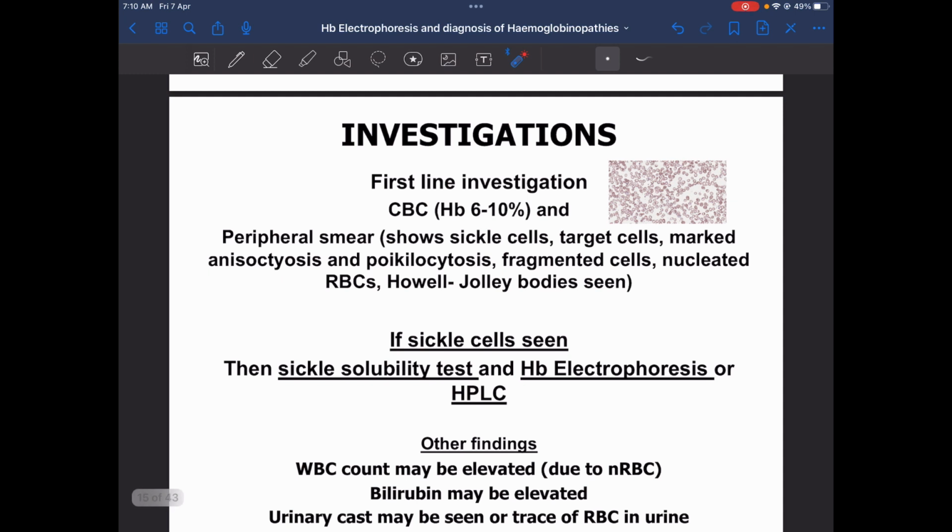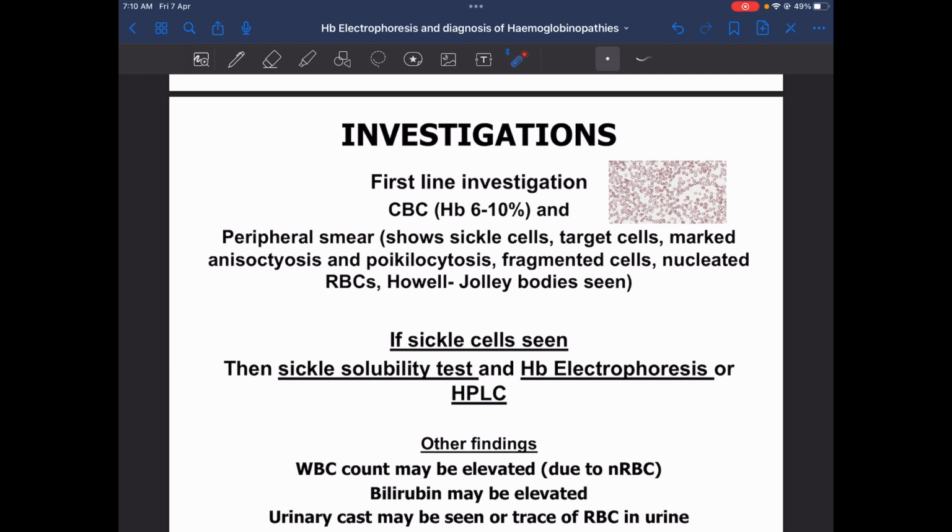So, okay, moving on to the peripheral smear, that's pretty important too. When you draw out blood for the CBC, you can just send some of it to the lab for a peripheral smear. And there's so many different things that you're going to be looking for if you suspect your patient has sickle cell. Some of them are, you're going to actually see the sickled cells themselves.